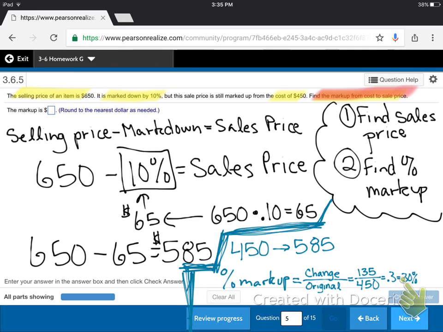So you had a store that bought an item at $450. They marked it up to $650. Then they marked it down by 10% to give us a sales price of $585. So from the cost of $450 all the way through that whole process of marking it up and then marking it down for sales price to get to $585, they are making a 30% profit.